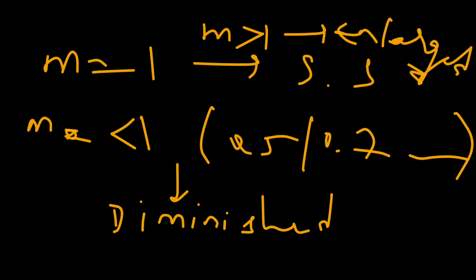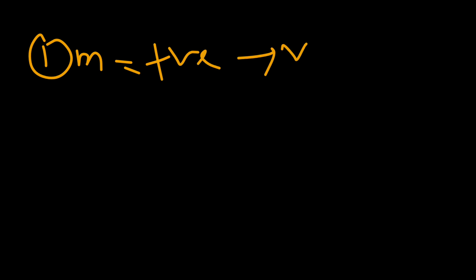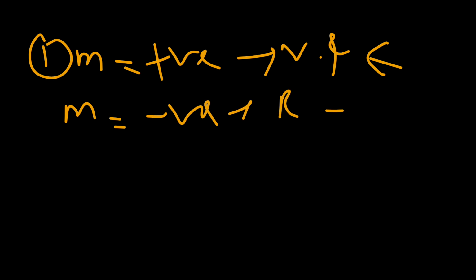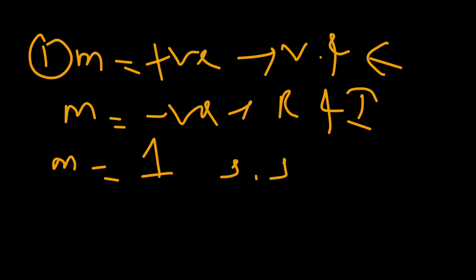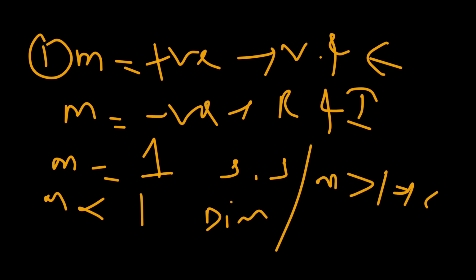We have discussed many rules related to magnification now. First rule: if m is positive, it is virtual and erect. If m is negative, it is real and inverted. If m is 1, it is the same size. If m is less than 1, it is diminished. If m is greater than 1, it is enlarged. Keep all these things in mind, and remember everything in detail while doing the problems.